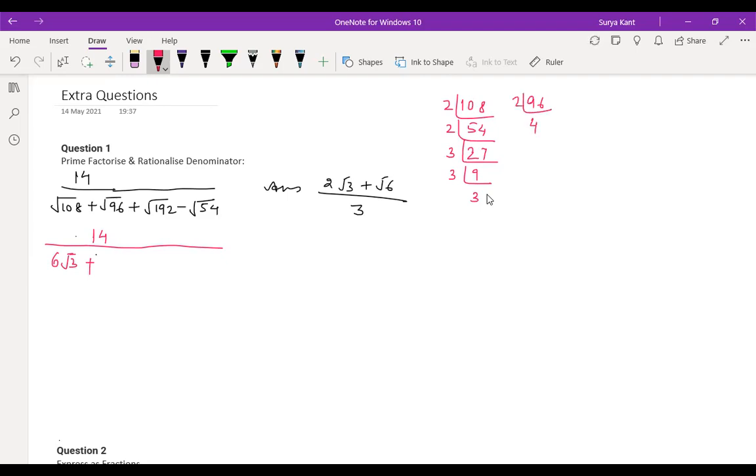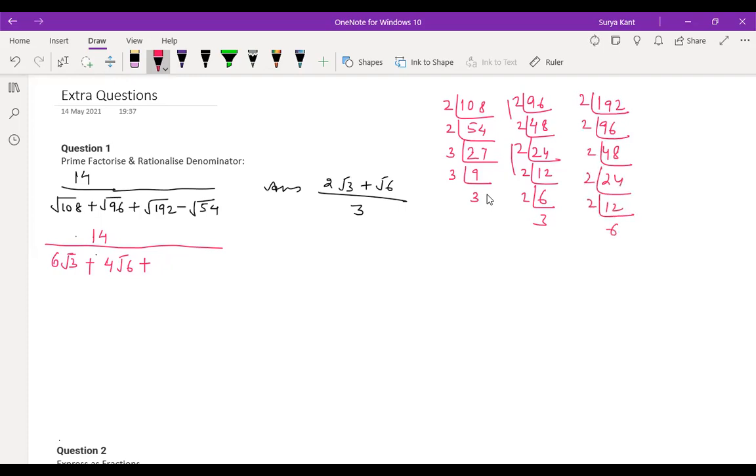Two fours are 8, 2 is 16. 2, 12, 2, 6, 2, 3. One pair, second pair. So 2 to the 4, 4 root 6, plus 192. 2 nines are 18, 2 sixes are 12. 48, 24, 12, 6, 3, 1. 2, 3, 8, so 8 root 3.